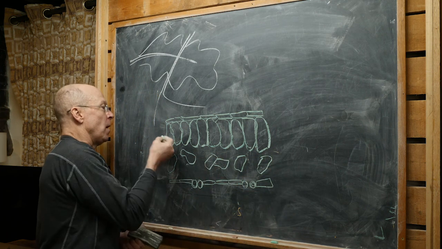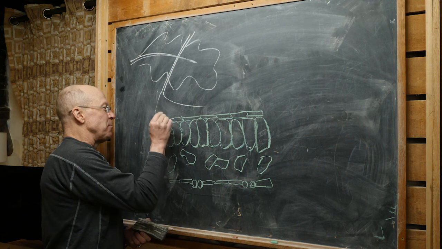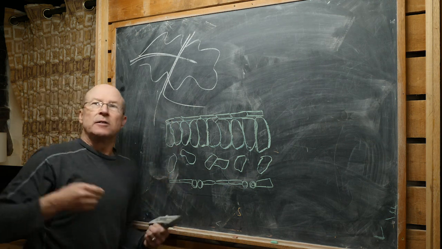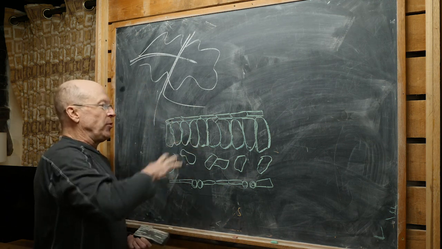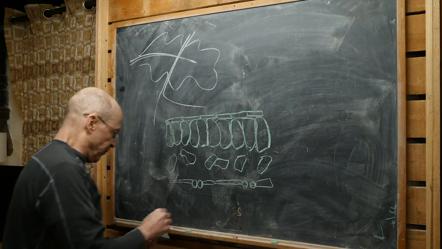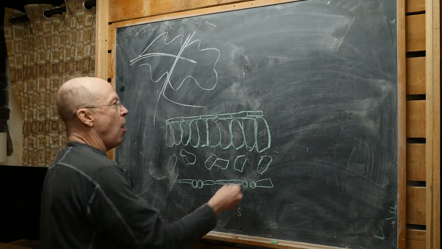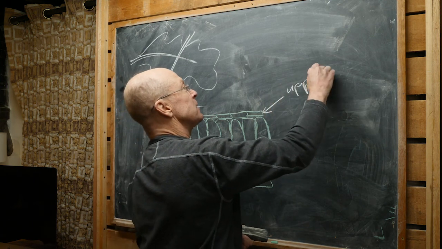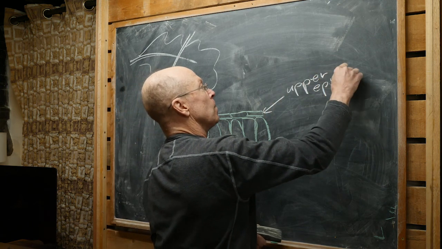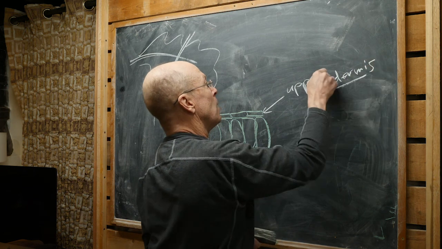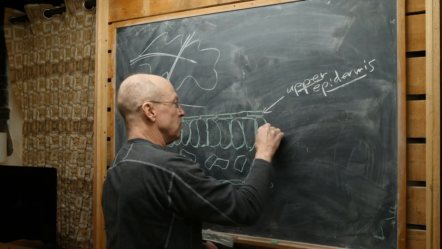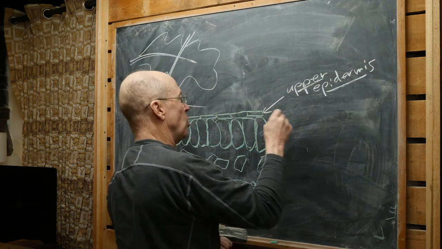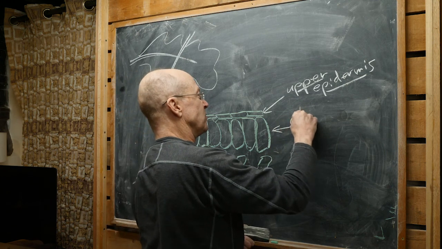So, again, all of these cells would be completely full of chloroplasts. I'll describe that later on. So that's what the green is. And we're going to label what these layers are. So this is the upper epidermis. This is the columnar mesophyll.